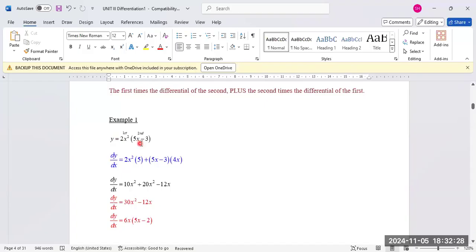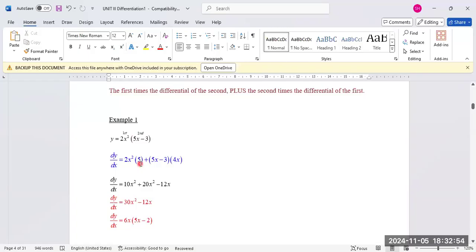I know it's not the power rule because the power here is raised to 1. When I differentiate -3, the differential of a constant is equal to 0. Yesterday, today, and forever, when I differentiate a constant, I get 0. I can't get anything else. But when I differentiate 5x, I will get 5 right here.